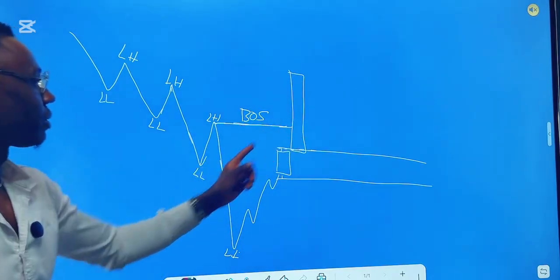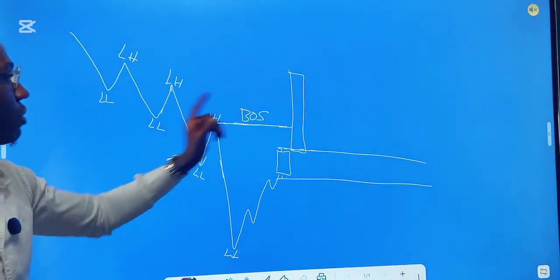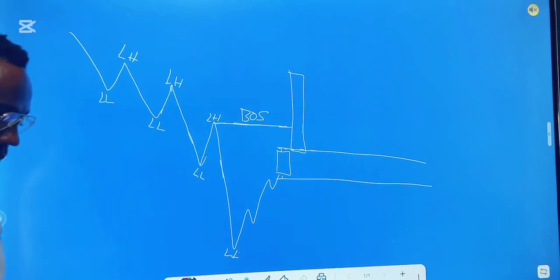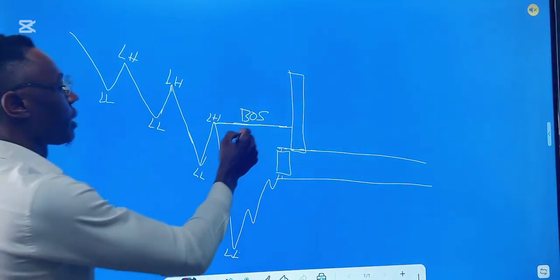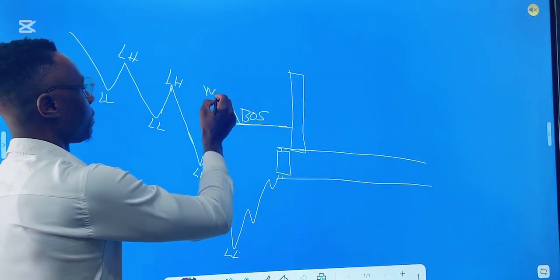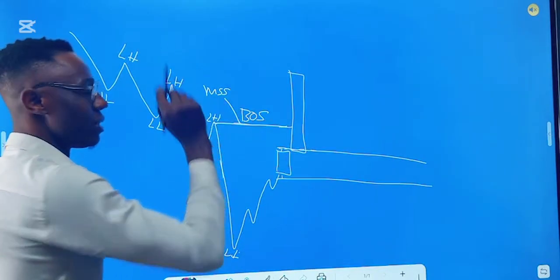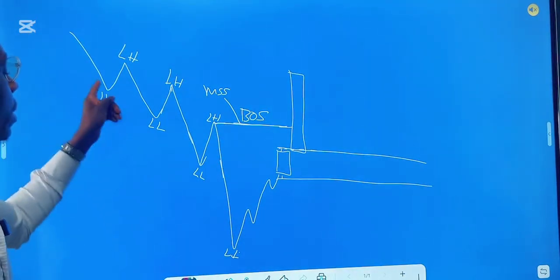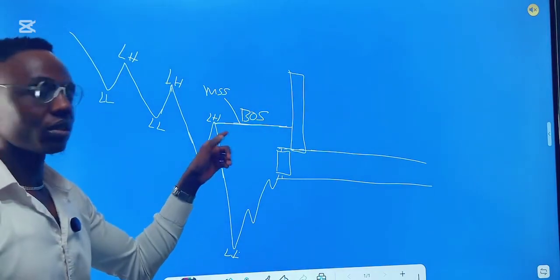Right. So now we have a momentum candle, we have a break of structure. What else do we need to see? You can also call this a change of character or market structure shift, no issue. Since I made this a downtrend, that is why you see this as a change of character.